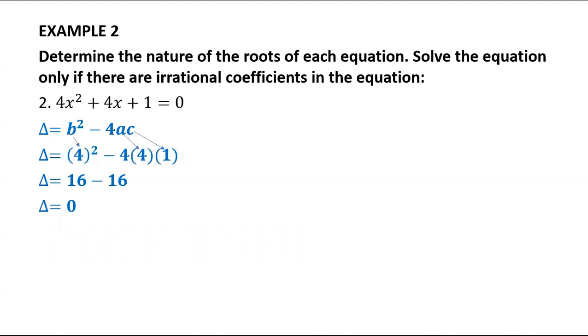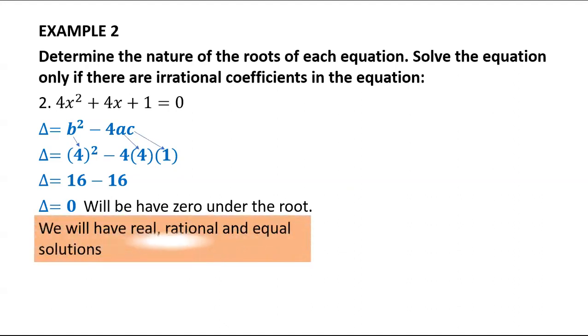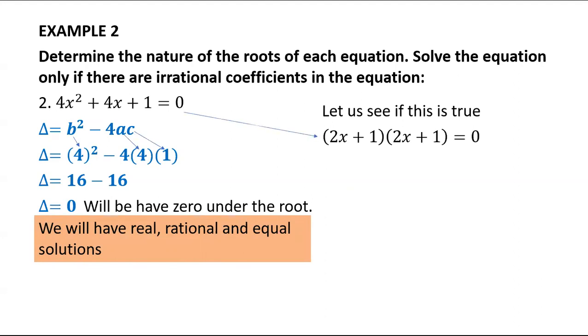So we know that delta is equal to 0 under the root, and the fact that it's equal to 0 means that we'll have a real solution that is rational and equal. So it will have only one solution. Okay, let us see if this is true. You just have to factorize that. As I've said, it will be a perfect square, and when you factorize that, it'll just give you one x solution, which is x is equal to -1/2. And is the solution corresponding to the nature of root? Yes, it does. Easy, hey?